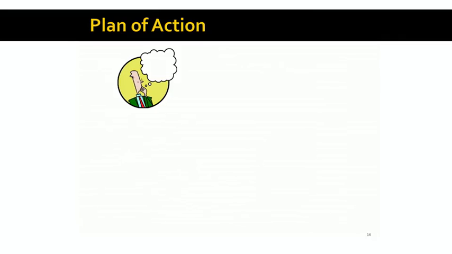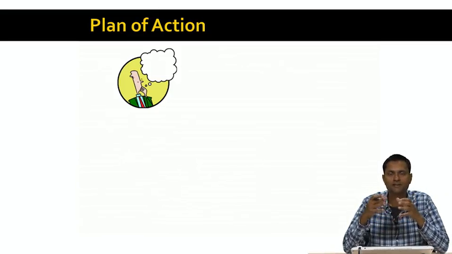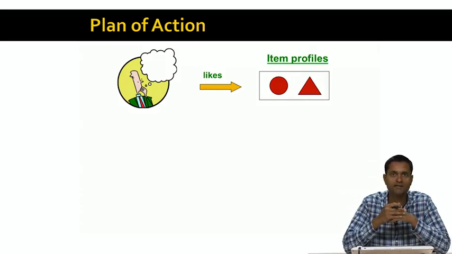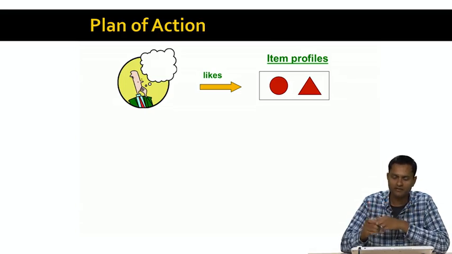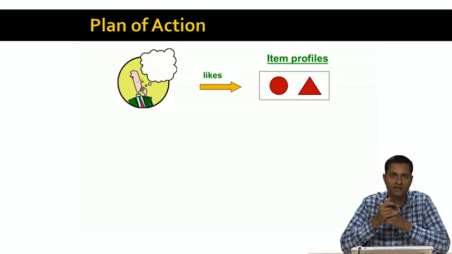So here's our plan of action. We're going to start with the user and find out a set of items the user likes using both explicit and implicit data. For example, we might look at the items that the user has rated highly and the set of items the user has purchased. And for each of those items, we are going to build an item profile. An item profile is a description of the item.